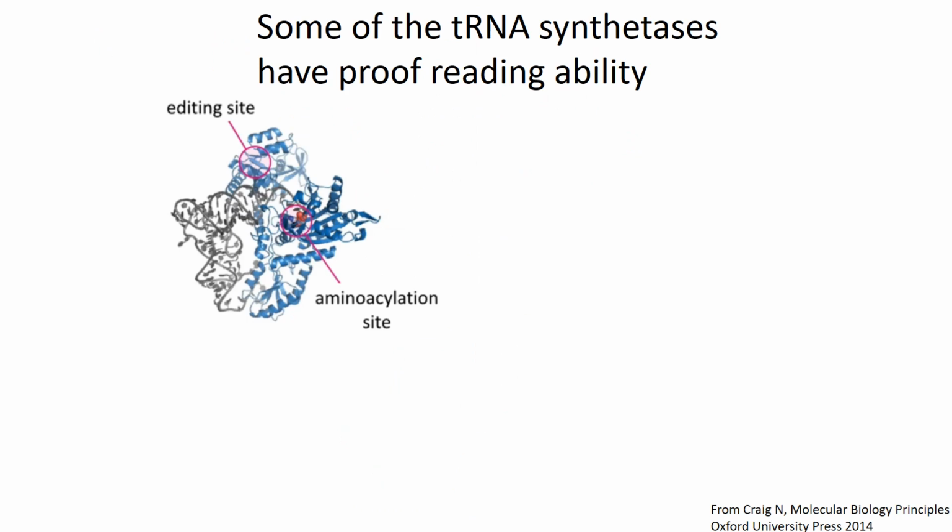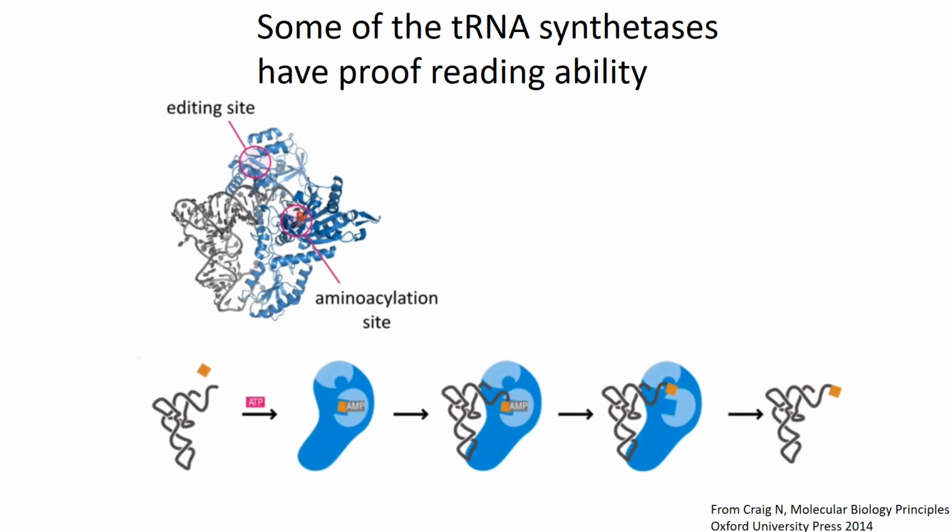As mentioned above, some of the tRNA synthetases have proofreading ability. Meaning if they incorrectly couple the amino acid to the tRNA, and this is especially the case for amino acids that look very similar, this mistake will be corrected in the editing site, and this step then has a significant impact on the overall fidelity of the protein synthesis.